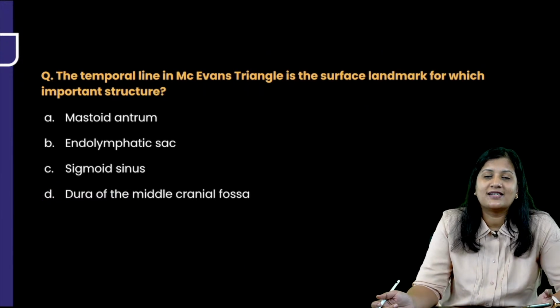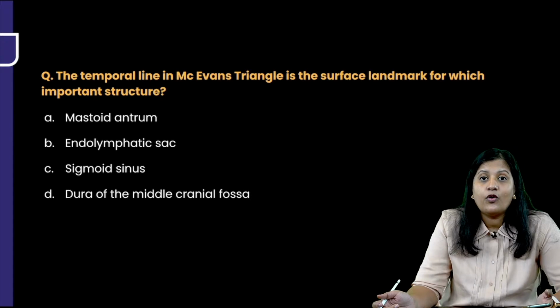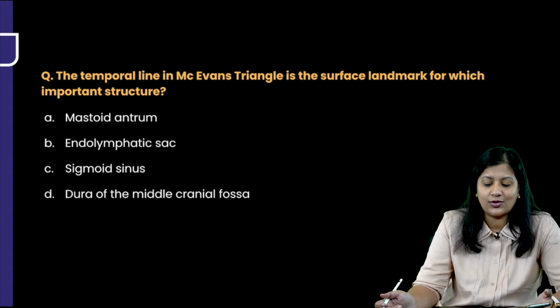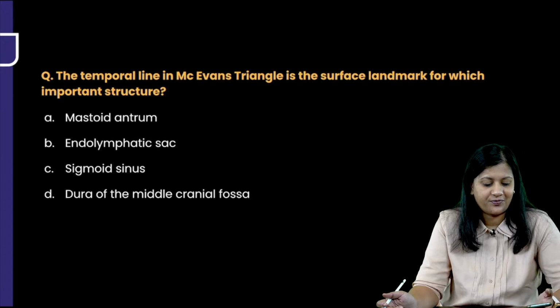Okay, let's go to the second question. The temporal line in the MacEwen triangle is the surface landmark for which important structure? Is it the mastoid antrum? Is it the endolymphatic sac? Is it the sigmoid sinus? Or is it the dura of the middle cranial fossa? Again, I will wait for your answers in the chat box.